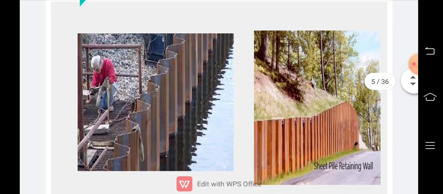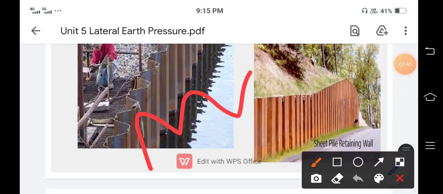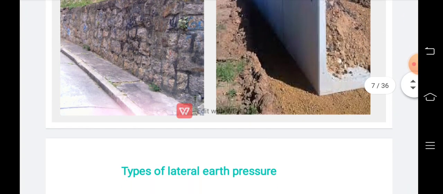So next one is called a sheet pile wall. These are the sheet pile walls, which have a shape like this, a corrugation. Okay, this is called a sheet pile wall. And this is a retaining wall.